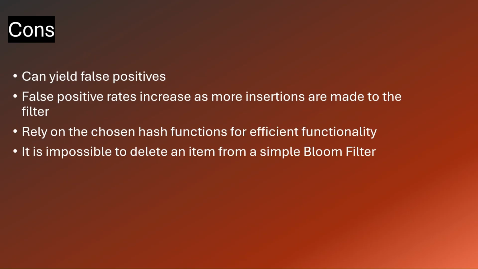But there are also some significant drawbacks for this data structure. They can yield false positives, and this false positive rate increases as more insertions are made to the filter. They also rely on the hash functions that you choose for efficient functionality, and determining which hash functions to use can be somewhat complex, as you need k number of hash functions, and k can change and increase, and you'll need to determine more hash functions to use. It's also impossible to delete an item from a simple Bloom filter, since multiple inputs can hash to the same output, and you wouldn't know which one has been input.